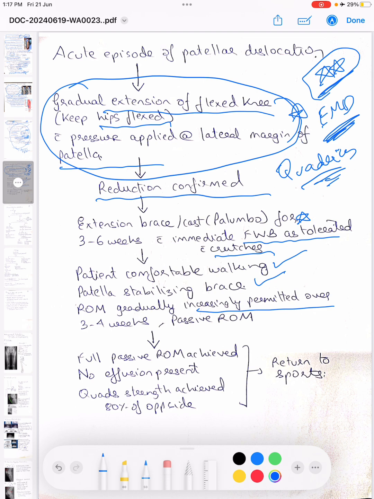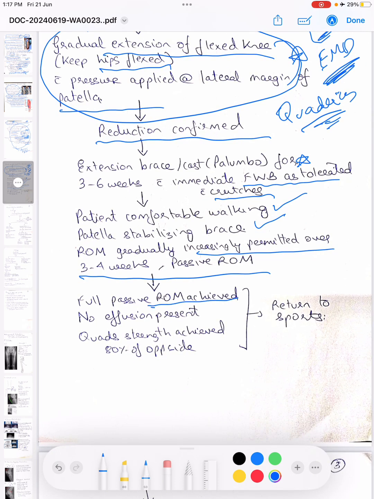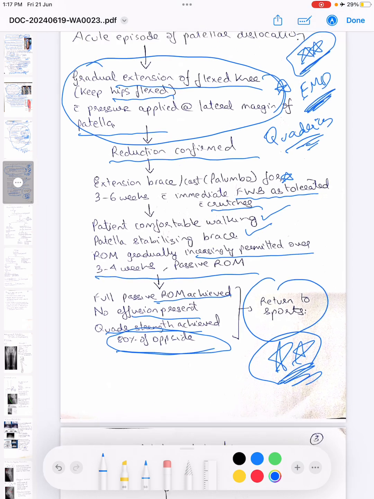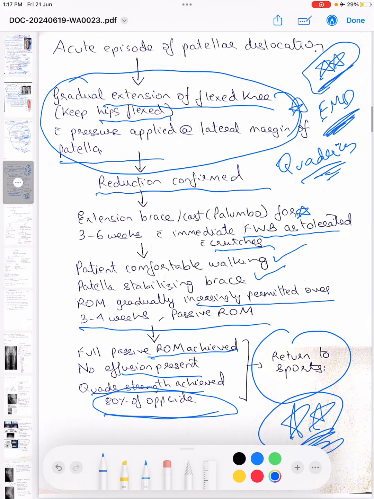The ROM is gradually increased over 3 to 4 weeks with passive ROM exercises. Once the full passive ROM has been achieved, there is no effusion, no hemarthrosis. Clinically, the knee is totally normal. And once the quad strength is 80% of the opposite side, the patient can return to their normal routine. But this is a case of uncomplicated patellar dislocation with no fracture, no hemarthrosis.